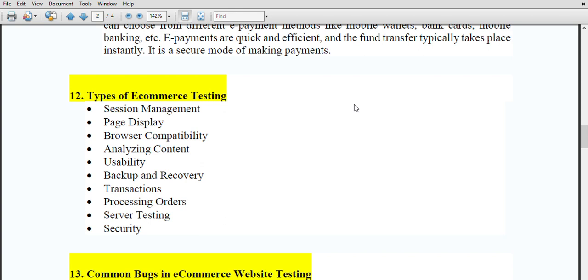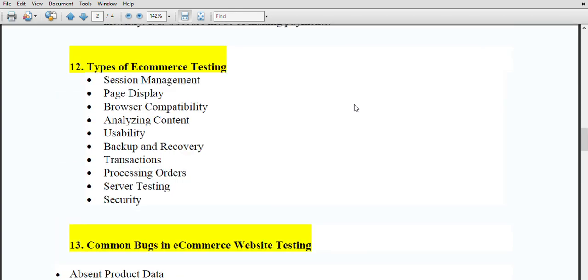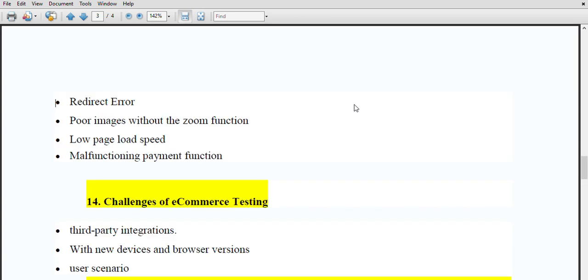Then the next question is, what are the different common bugs found during that particular e-commerce testing? So the absence of product data, then redirect error, poor images, or you can say the low load speed, malfunctioning payment. These are some errors you find during e-commerce testing.